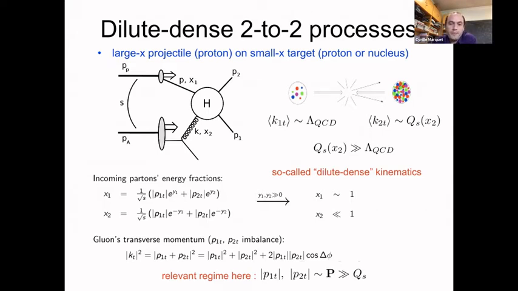PT1 and PT2, which I will generically call capital P, will play the role of the hard scales. So these are jet momenta. You can have 20, 40, 50 GeV. You don't want to go too high because then you run out of phase space to go to small x. But they're much, much larger than Qs. Okay, Qs is a couple of GeV. And then the kT is typically in between the two. It can be as small as Qs. Sometimes it can also be as large as P.